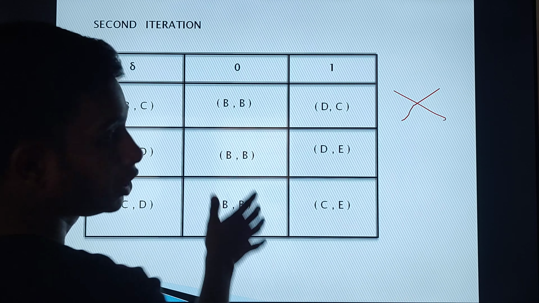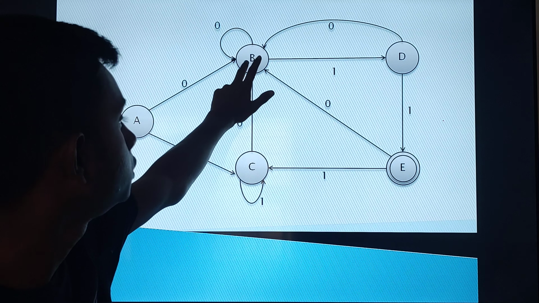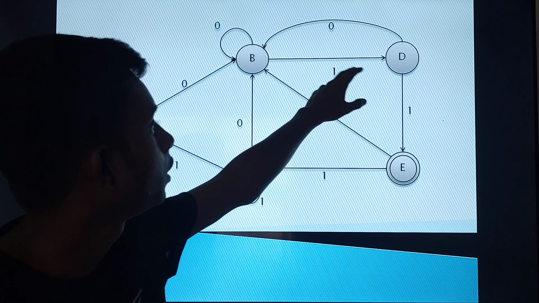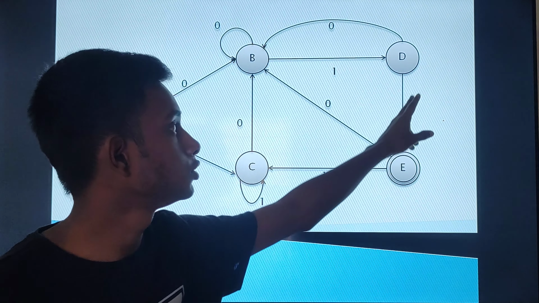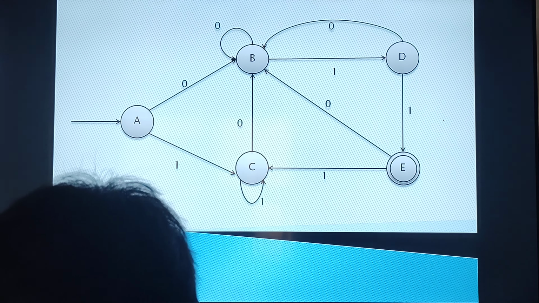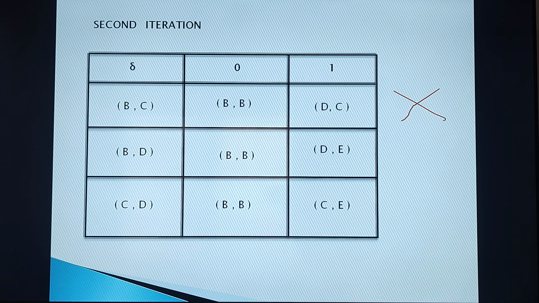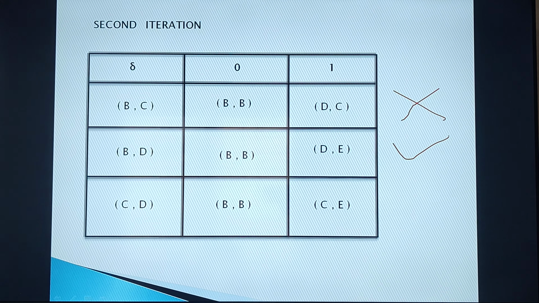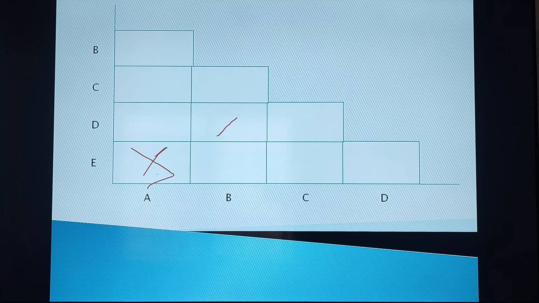So B comma D. B comma D goes to B comma B and D comma E. One is final and the other is non-final. So we have to mark this on the transition table. B comma D, or D comma B.